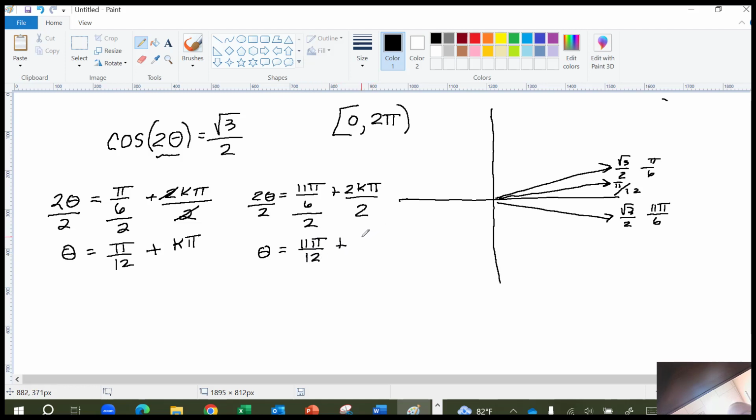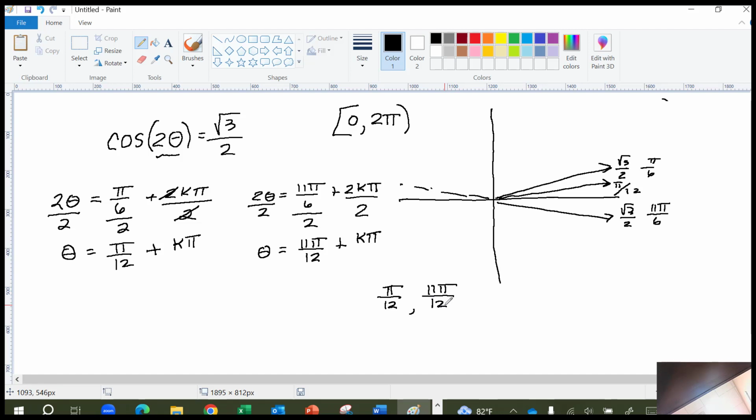plus, now it's k pi. And we were looking at 11 pi over 12, and we're thinking the cosine is negative. But remember, it's not theta, it's 2 theta. Okay? And when you twice this, it's the one that ends up over here. Okay? Now, so we know 2 of them. We know pi over 12, and we know 11 pi over 12.